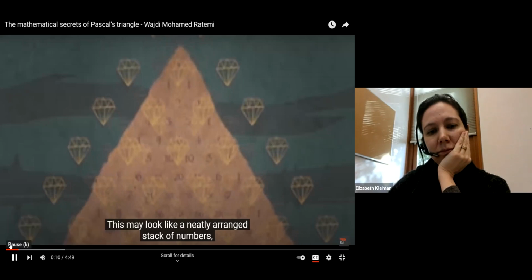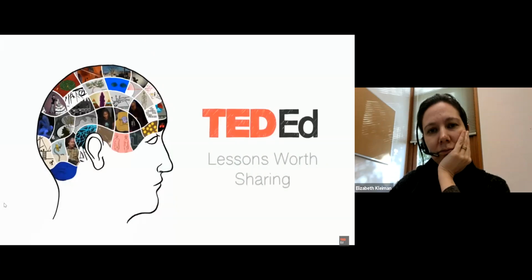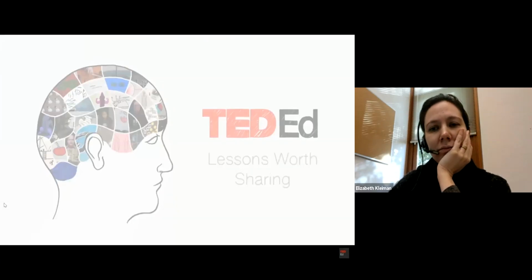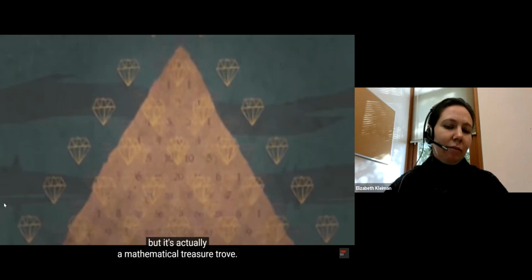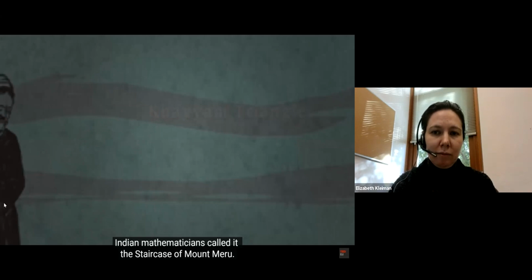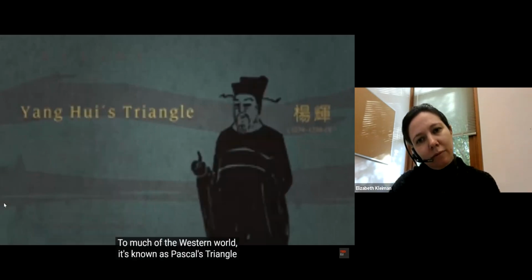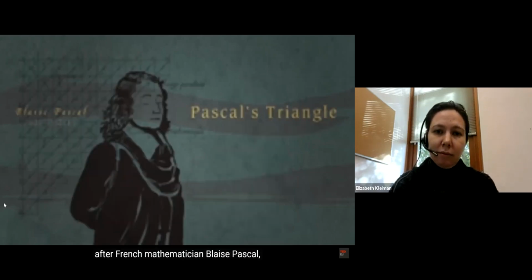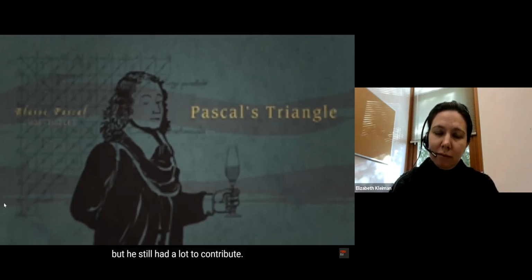This may look like a neatly arranged stack of numbers, but it's actually a mathematical treasure trove. Indian mathematicians called it the staircase of Mount Meru. In Iran, it's the Khayyam Triangle, and in China, it's Yang Hui's Triangle. To much of the Western world, it's known as Pascal's Triangle, after French mathematician Blaise Pascal, which seems a bit unfair since he was clearly late to the party, but he still had a lot to contribute.